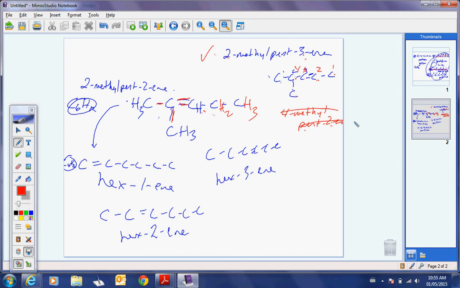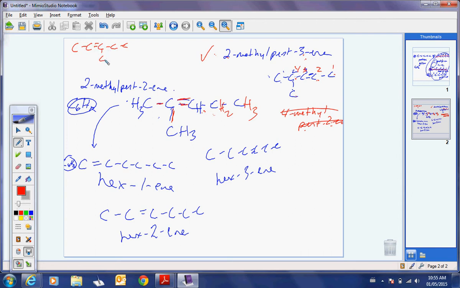Are we all right? So who came up with that one? I thought that'd be the first place you went. Yeah, move the double bond. Okay, so who moved the methyl then? Okay, let's do that one then. So let's go back to this. 1, 2, 3, 4, 5. You kept the double bond in the middle, and you moved the methyl like here.